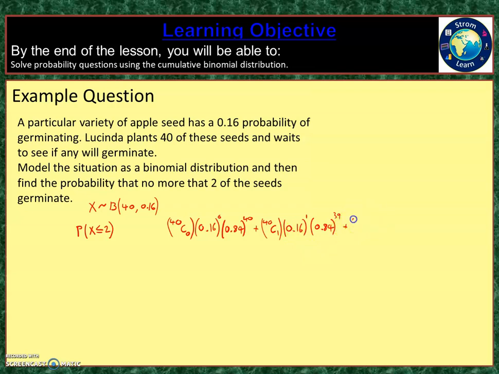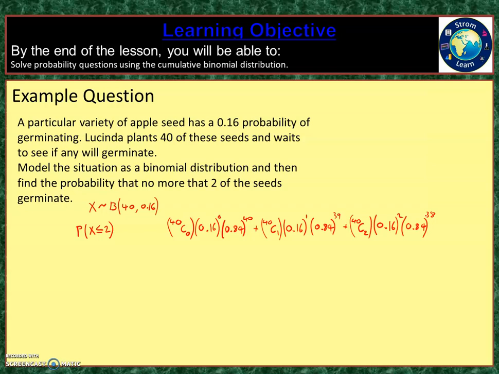And then my final term here is going to be 40C2. So this is looking now at 2 germinating, so that's 0.16 to the power of 2 and 0.84 to the power of 38. So it could take quite a bit of effort to type all these up.